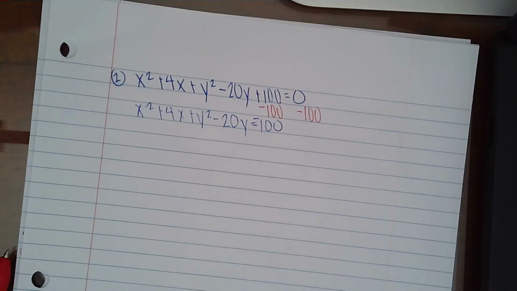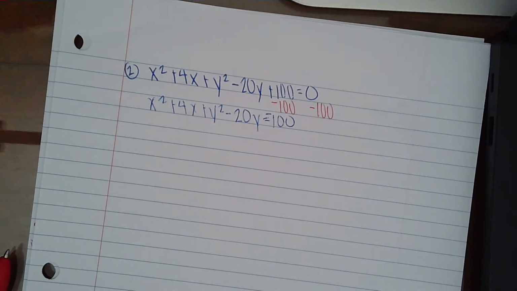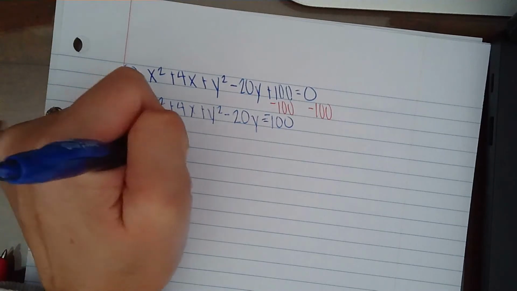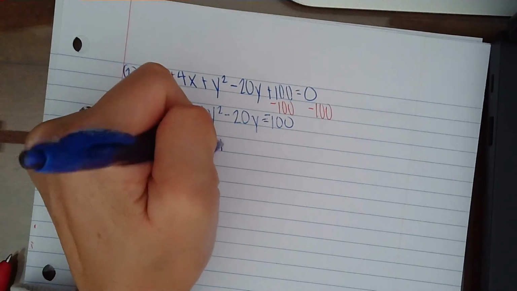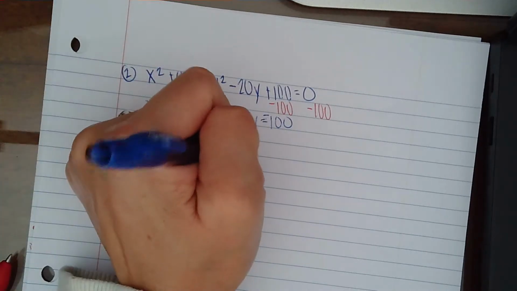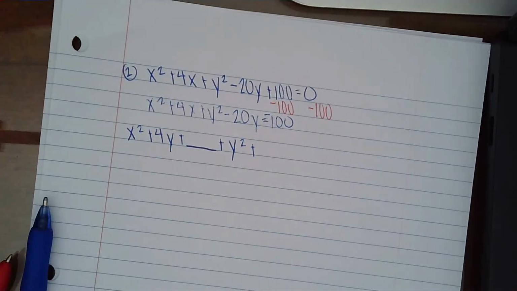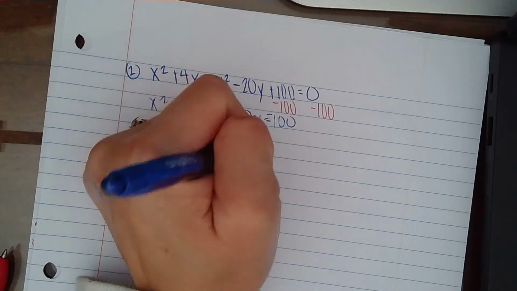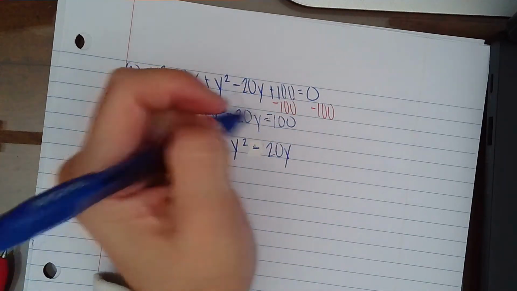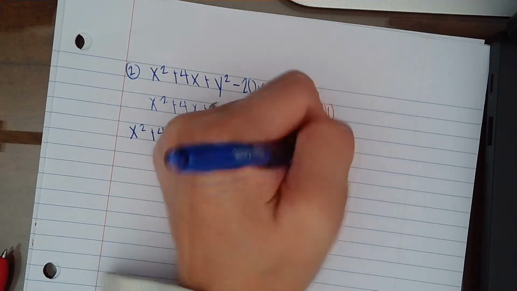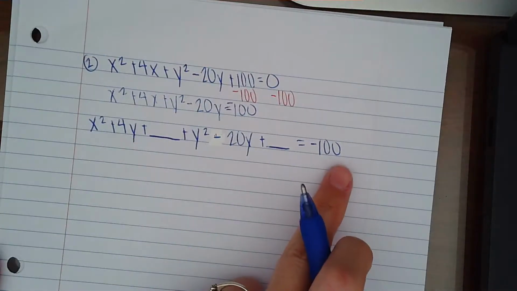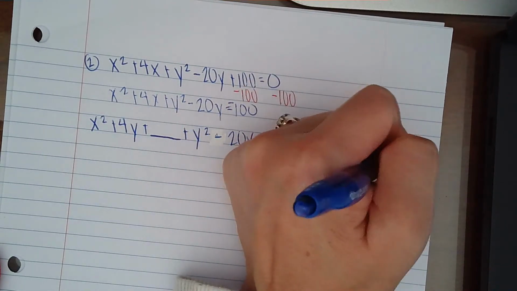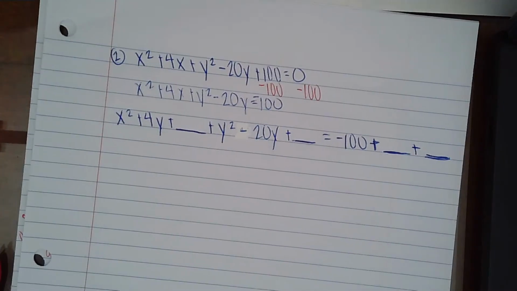All right, well, now we're going to create our two perfect squares. So we're going to create a c term, right? So it's going to be x squared plus 4x plus that blank, plus y squared minus 20y plus that blank equals negative 100. And then don't forget, you have to add them to both sides. So plus whatever that blank is, plus whatever that blank is.